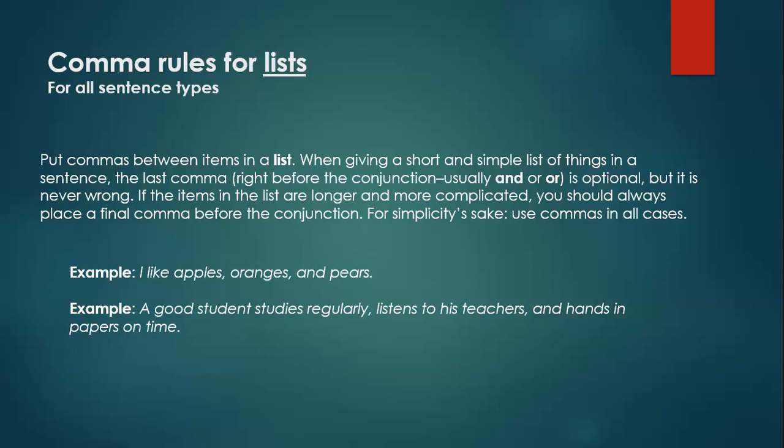Comma rules for lists, all sentence types. Put commas between items in a list. When giving a short and simple list of things in a sentence, the last comma right before the conjunction, usually and or, is optional, but it is never wrong. If the items in the list are longer and more complicated, you should always place a final comma before the conjunction. For simplicity's sake, use commas in all cases.